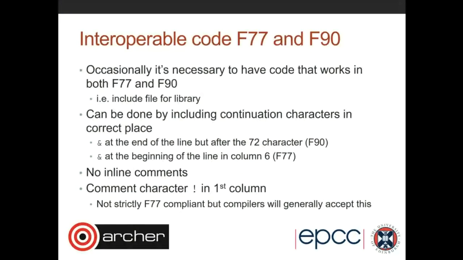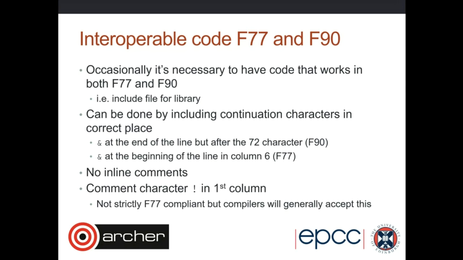It may be there are times when you have to write a library code or a bit of code where it needs to work with both Fortran 77 and Fortran 90 programs. I've seen that before. It is possible to do. There are some things that trip it up. You're not allowed inline comments. You can use the semicolon as a comment character, but make sure you put it in the first column. Strictly speaking, if it's a Fortran 77 compliant program, it should be a C for a comment character, but most compilers don't care. As long as there's a character in the first column, they'll take that line as a comment.